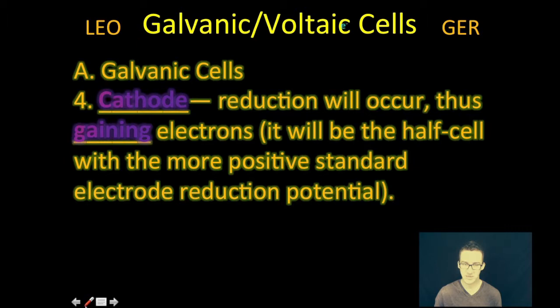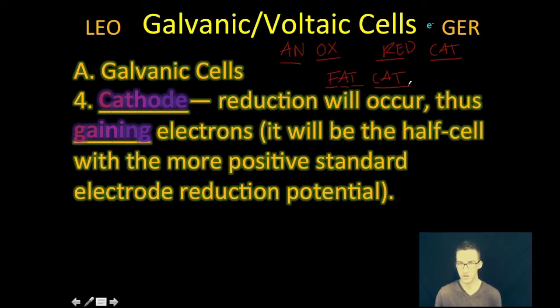And then just to keep these terms straight in your mind, a couple of great mnemonic devices. The first is An Ox. In other words, oxidation occurs at the anode. Red Cat, reduction occurs at the cathode. And then lastly, Fat Cat. We'll talk more about this one when we are actually drawing out the galvanic cells, but it simply indicates the flow of electrons is going to go from the anode to the cathode. And that's just one of the things that you're going to have to be able to describe about galvanic cells.